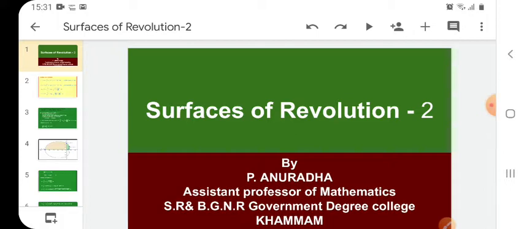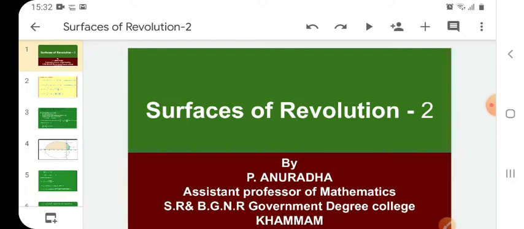Already we knew about revolution. Revolution means turn around of 360 degrees. A complete turn of 360 degrees is called revolution. If a curve revolves about an axis, we get a three-dimensional solid shape. Here we have to find that three-dimensional solid shape's surface area. Surface of revolution means we find the surface area of that three-dimensional solid shape.